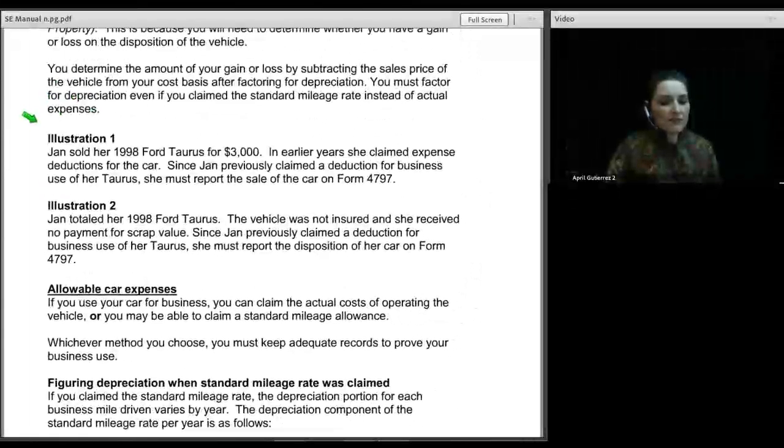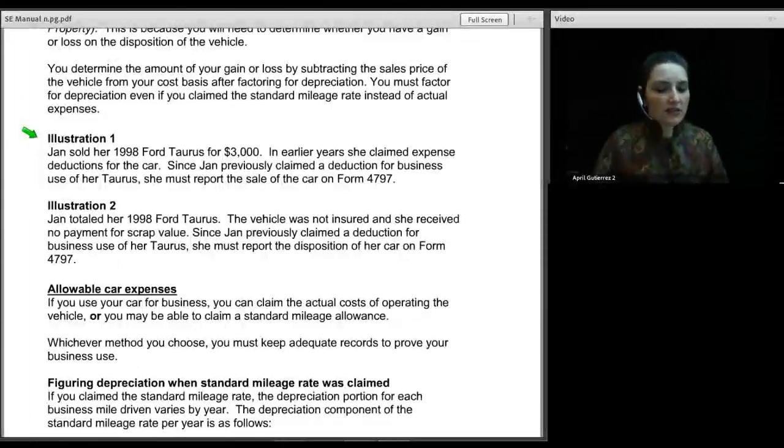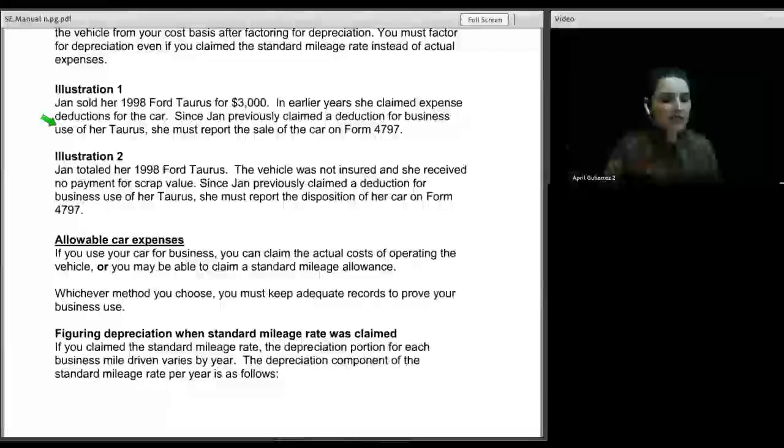And let's look at some illustrations here. Jan used her 1998 Ford Taurus in her business. And in 2011, she sold it for $3,000. In earlier years, she claimed expense deductions for the car. She also claimed a deduction for business use of her Taurus. So she has to report the sale on Form 4797.